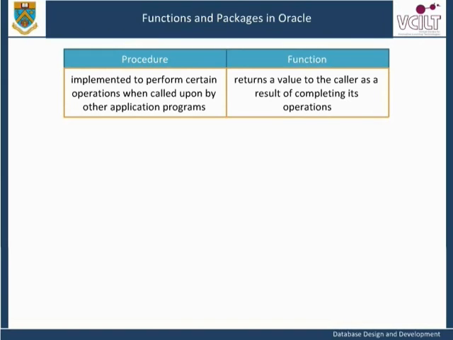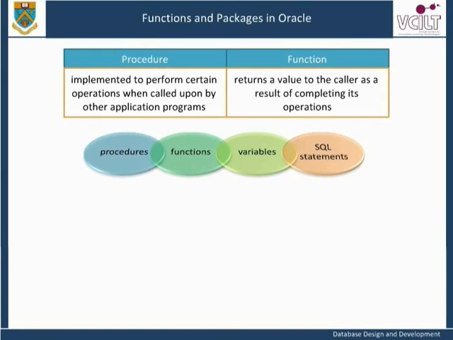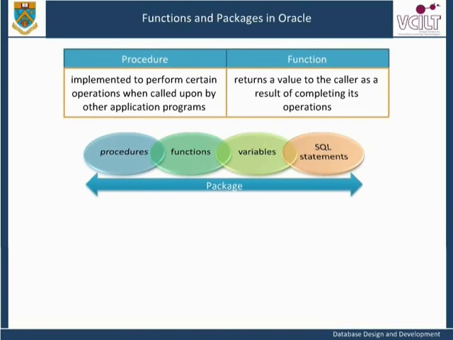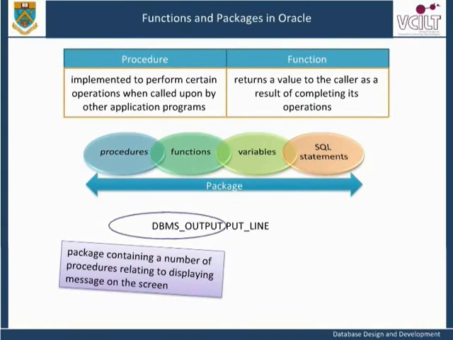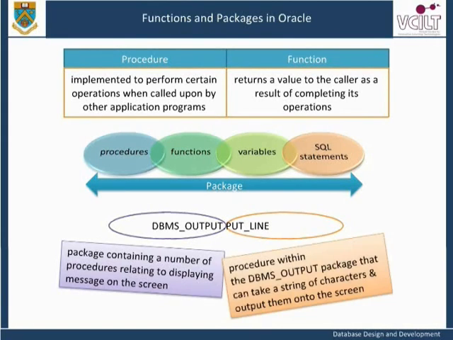In Oracle, groups of procedures, functions, variables, and SQL statements can be organized together into a single unit, called a package. To execute a procedure within a package, one must first specify the package name, followed by the procedure name, as shown in the following example. This is an example to show how to use a procedure within a package. In the example, DBMS_output is the package containing a number of procedures relating to displaying messages on the screen. Put_line is a procedure within the DBMS_output package that can take a string of characters, that is, the text in the single quotes, and output them onto the screen.